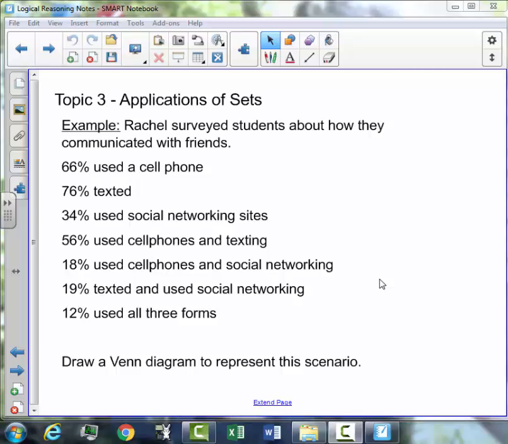This is a video for the second last lesson from Math 30-2 on topic 3, the application of sets. What we've learned so far is some symbols in the logic unit. Hopefully you remember some of these ones.